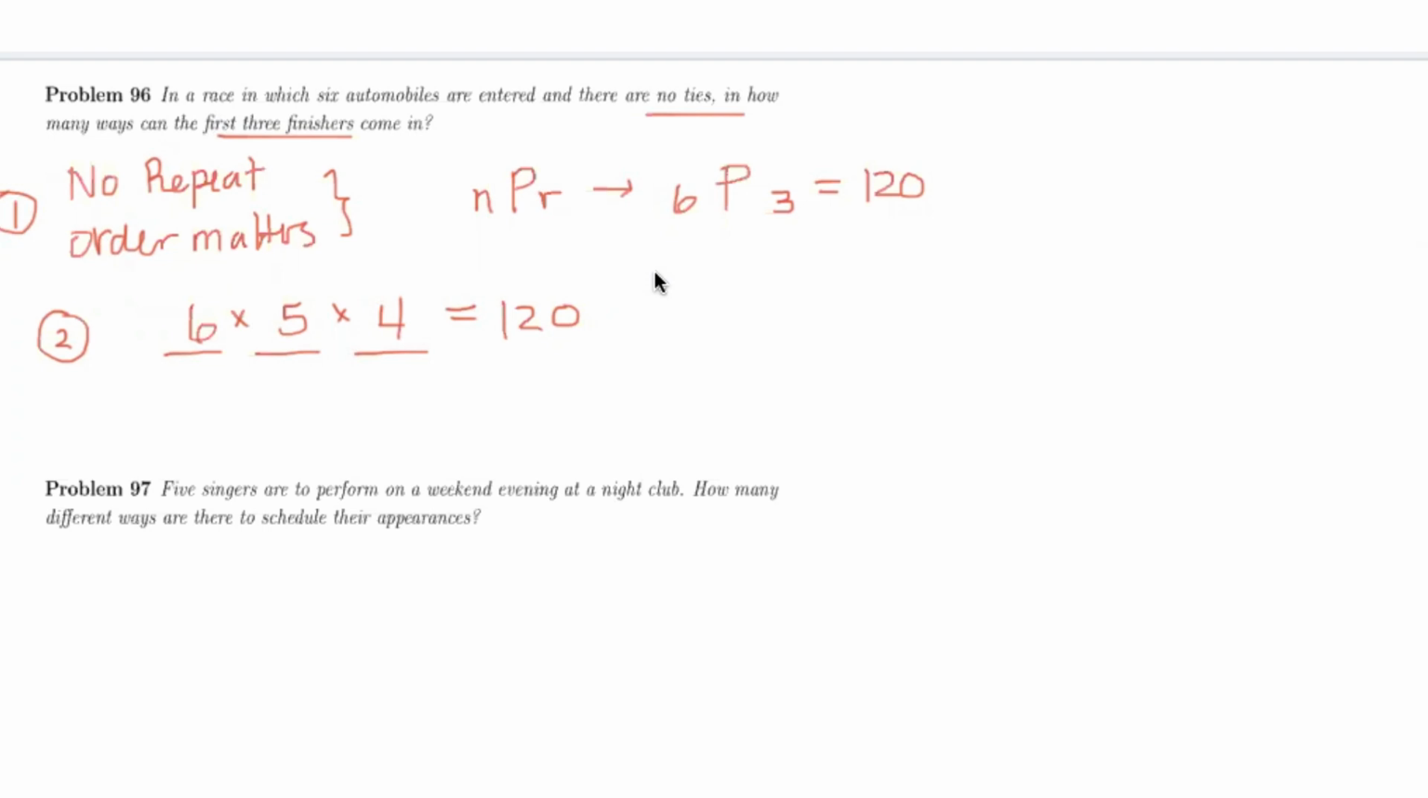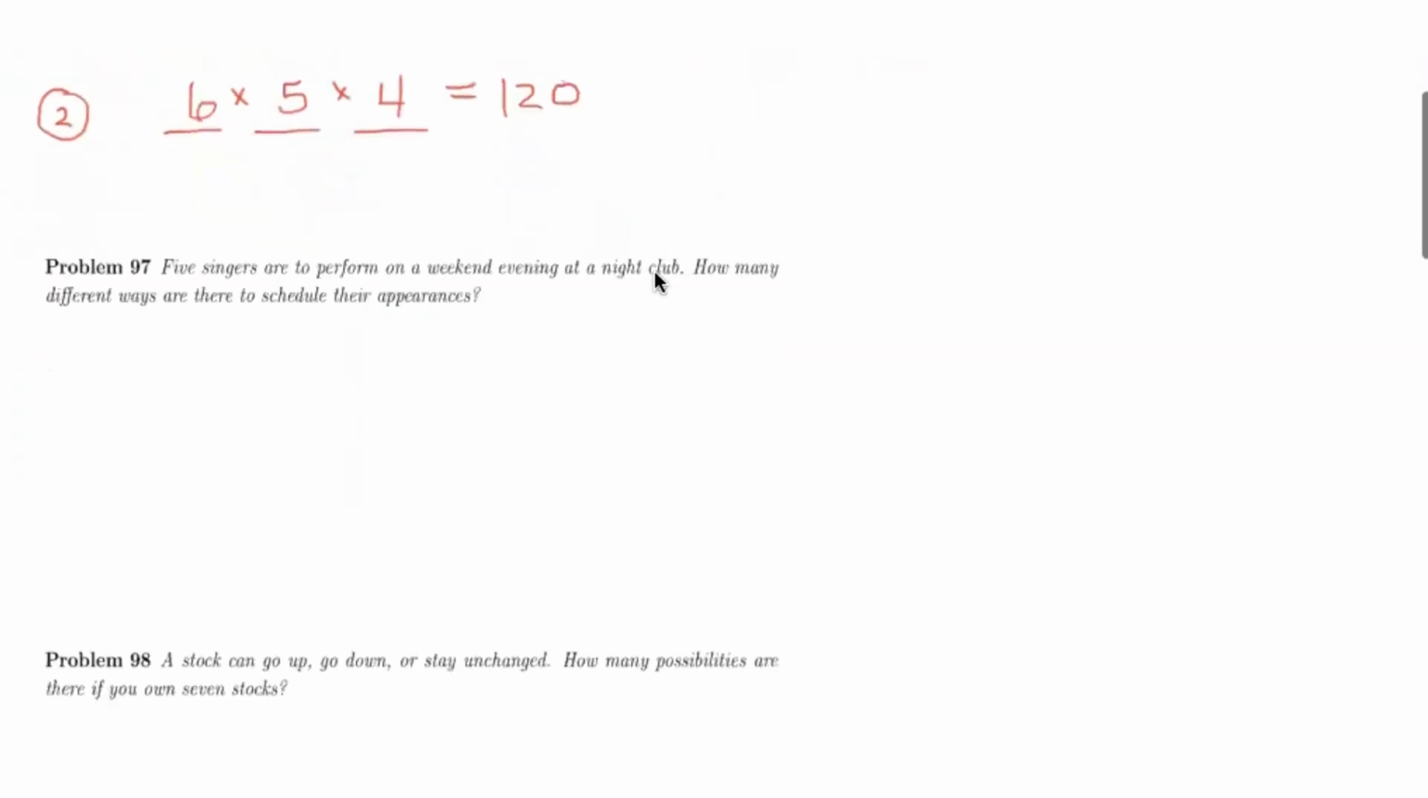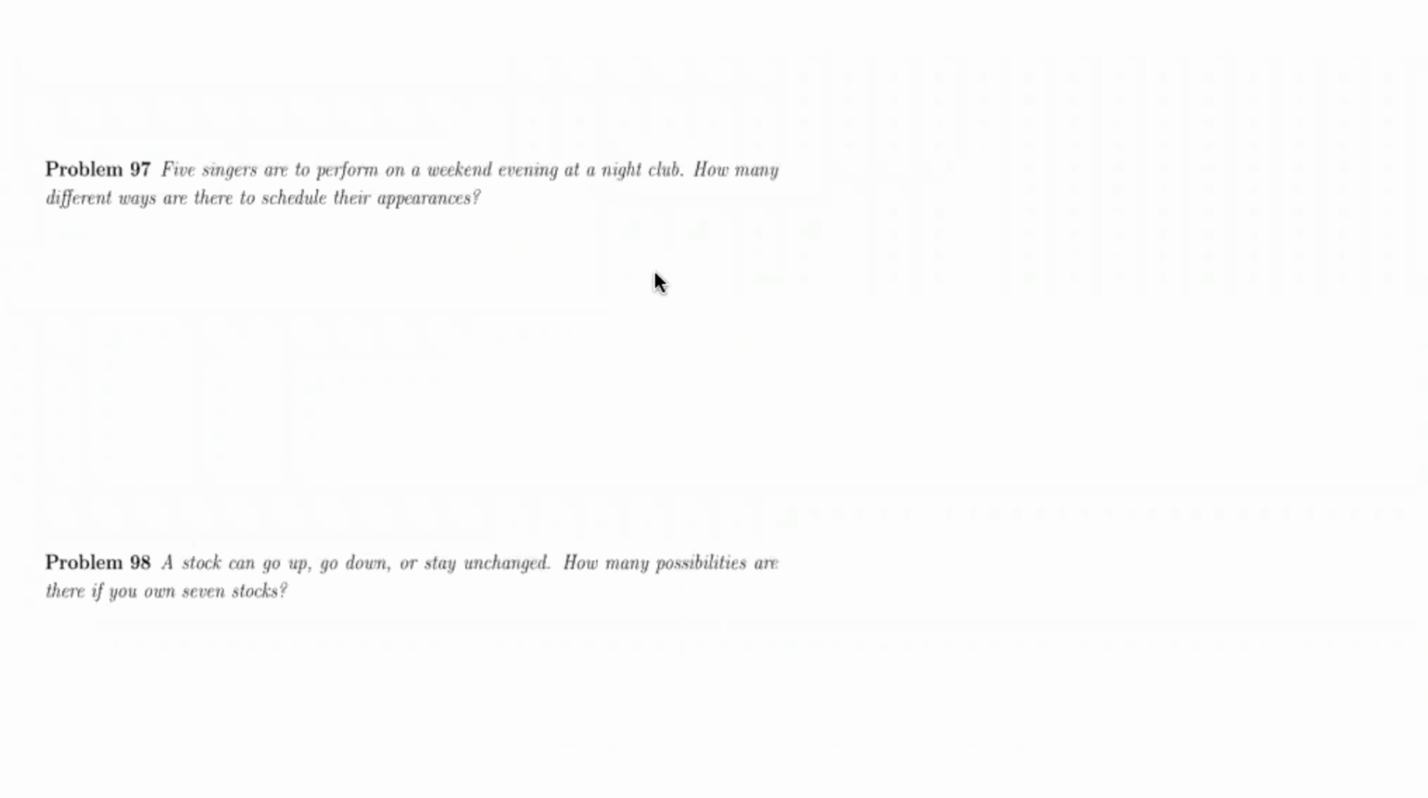All right, let's move to problem 97. Okay, Tyler, have you tried this? Yeah, I did give it a shot. Okay, try. I believe it's also 120. How do you get that? 5 permutation 5, and I did it because order does matter. Yeah. Okay, very good.